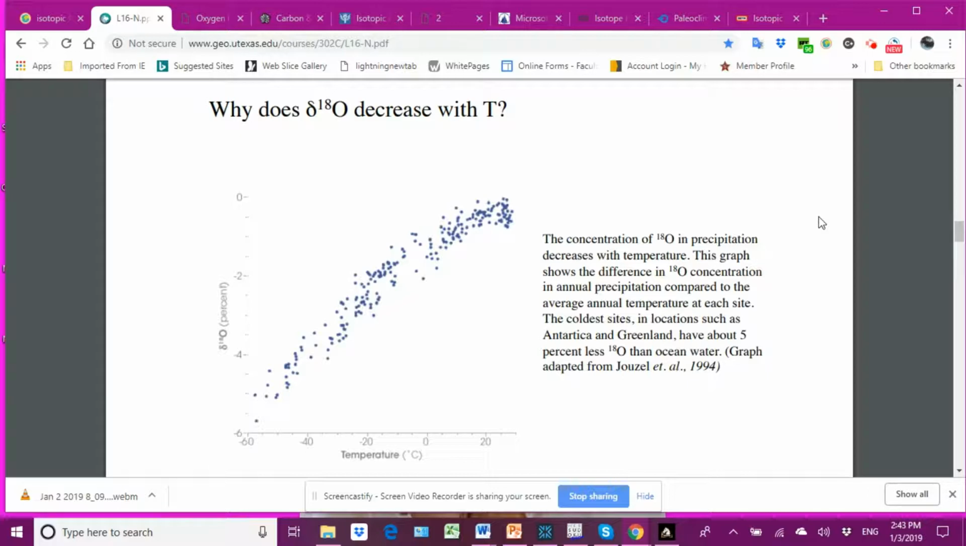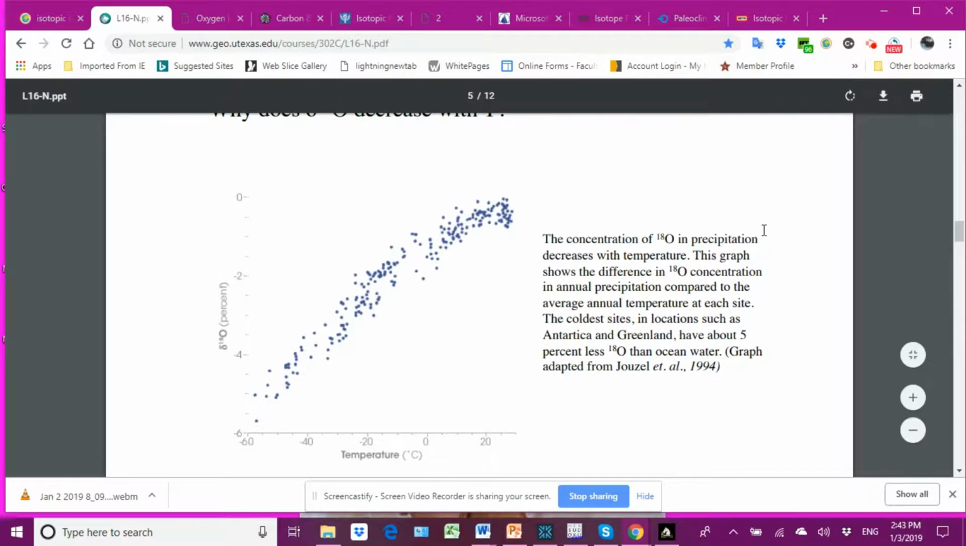And this graph is from a paper, Dansgaard et al., 1994. What I'm going through here comes from a lecture at the Geology Department at the University of Texas. So let's look at this graph here. Here's the del 18O on the vertical scale, and you'll notice the values go from 0 to -6. Temperature goes from -60 to +20.